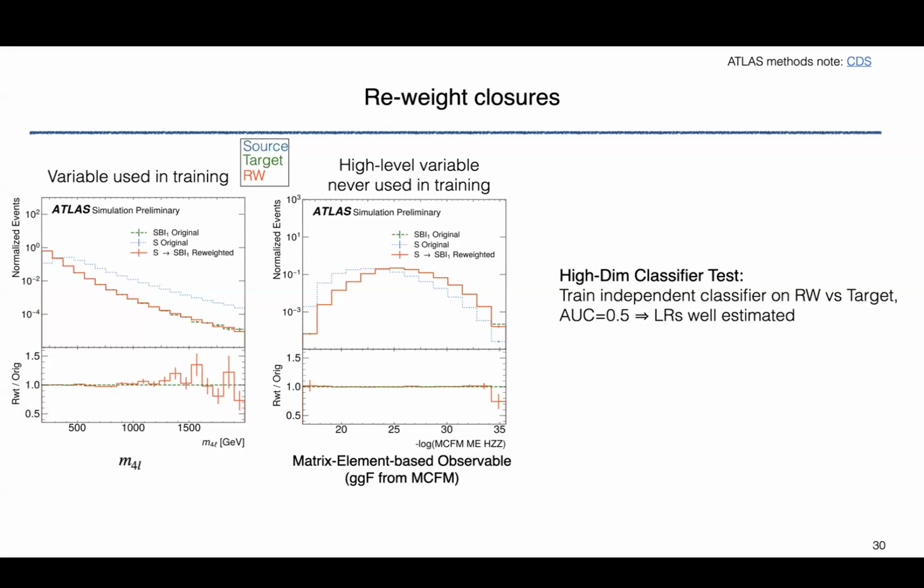So to make sure we actually capture the high-dimensional problem, you can do a classifier test, which means you train an independent classifier, another machine learning model, that tries to separate the target from the reweighted sample. If it achieves any level of separation, it means that it has found some phase space where the two are not the same statistically. And if it finds an AUC of 0.5, which means that it has completely failed, that means that these two distributions are statistically equivalent. And we do optimize our analysis until we get an AUC of 0.5.